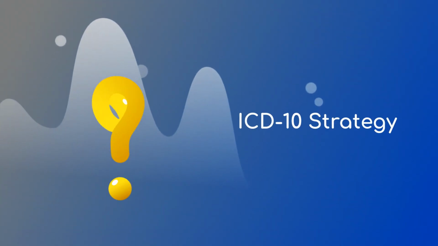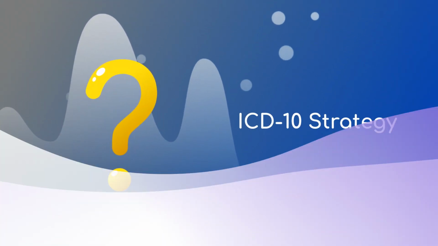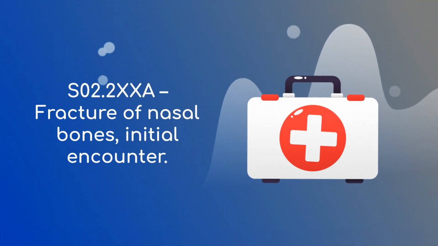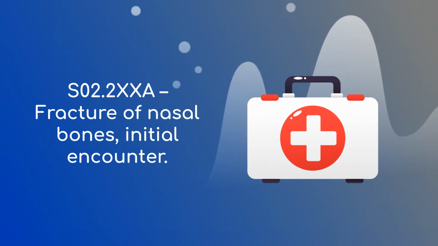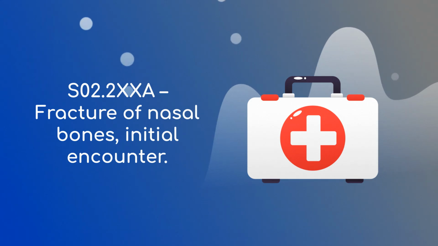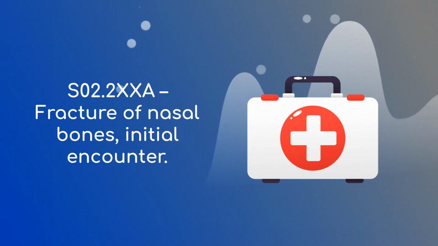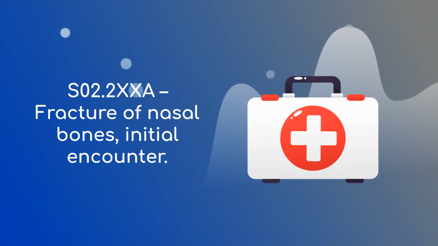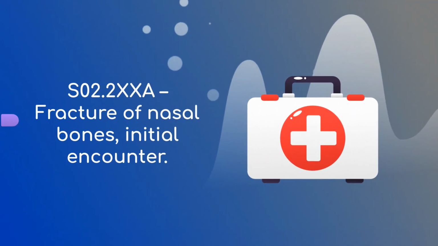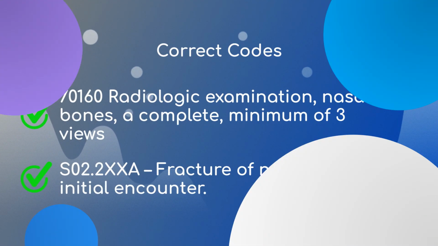When coding the diagnosis for the nasal bone fracture described in this report, the most appropriate ICD-10-CM code is S02.2XXA, fracture of nasal bones, initial encounter. Let's break it down. S02.2 identifies the fracture of the nasal bones. The XX are placeholders required to meet ICD-10's 7-character format. The final character A indicates this is the initial encounter for active treatment. Always confirm documentation supports both the anatomical location and the encounter phase before assigning the ICD-10 code.